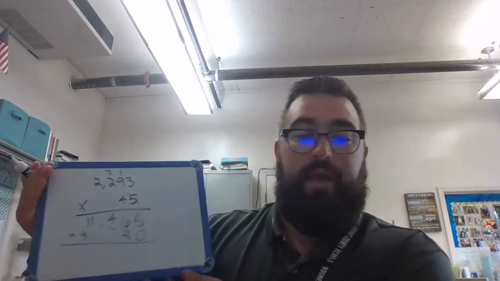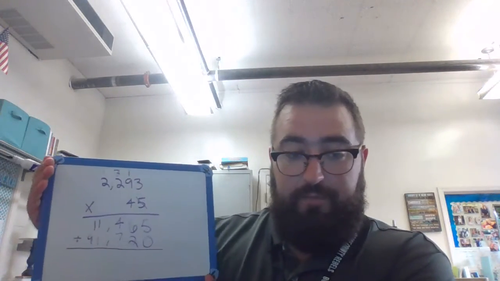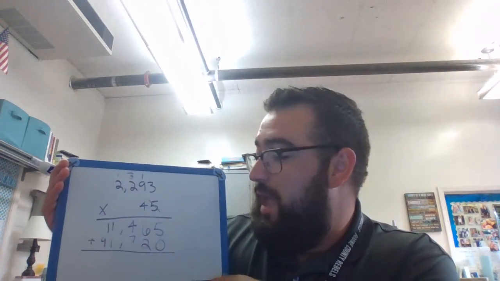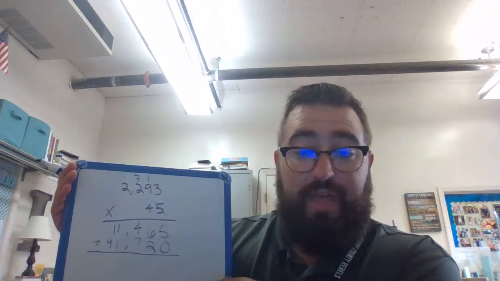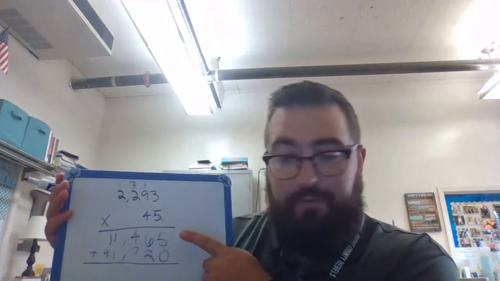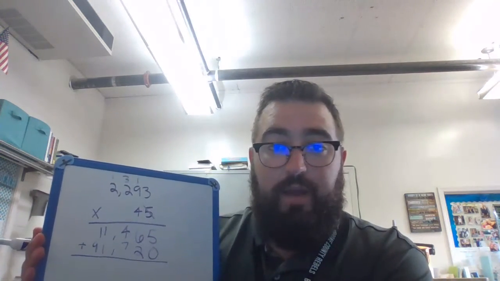So now we have 2,293 times 45. Partial product 1 gave us 11,465, and partial product 2 gives us 91,720. Once we have those two done, all we have to do now is just add these like we normally would do any kind of addition problem. So we're going to add straight down based on the place value. So we'll start in the ones column.